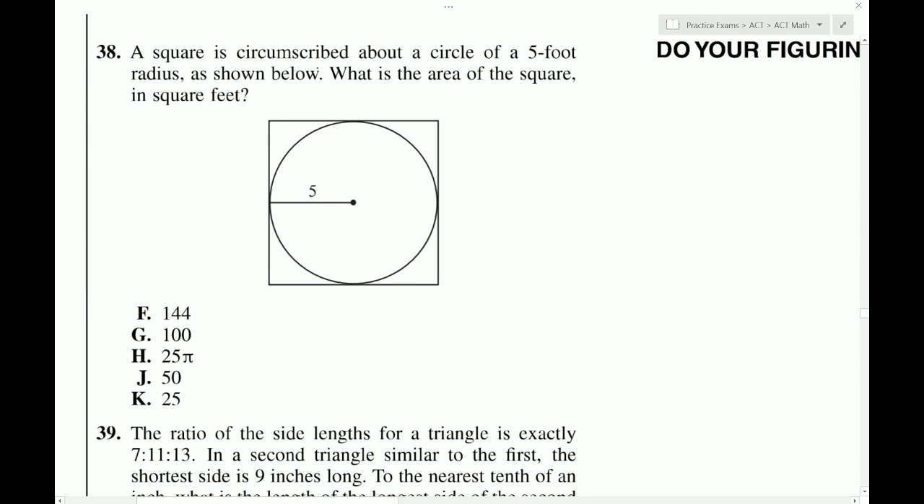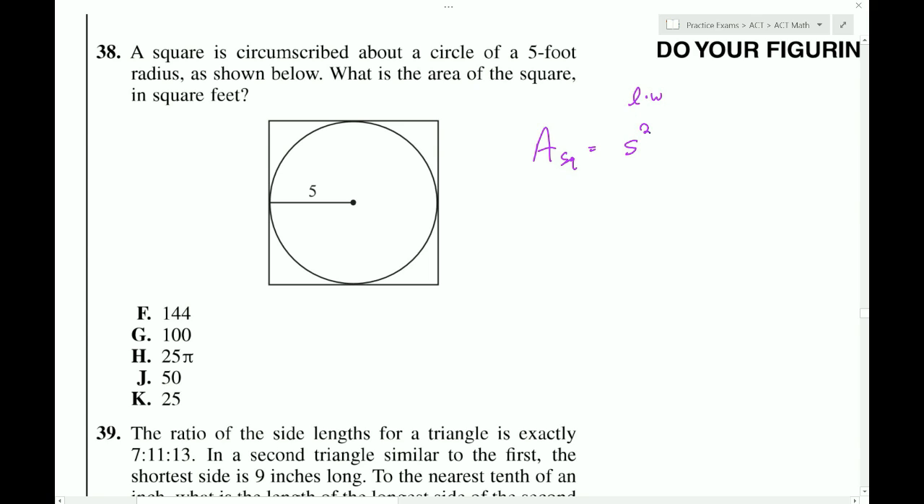A square is circumscribed about a circle of a 5-foot radius as shown below. What is the area of the square in square feet? So, the area of a square formula is simply side squared, right? A lot of people say length times width, but a square has a special property that they're each equal to each other. So we just call that S, and S gets squared.